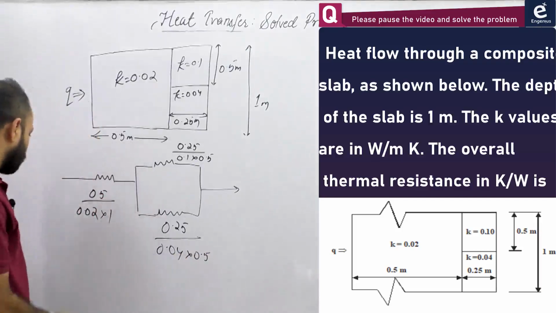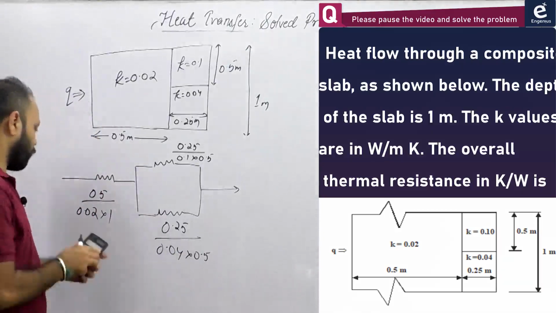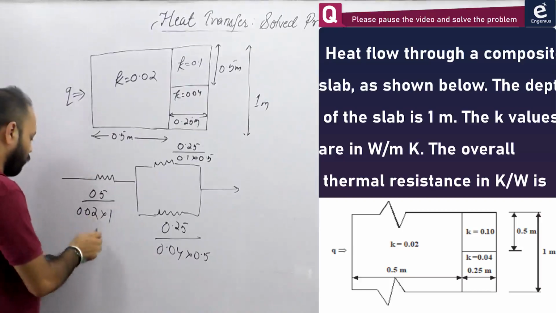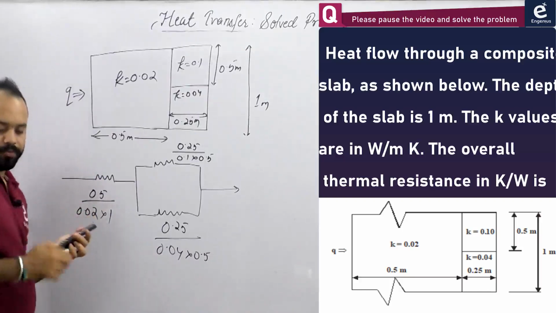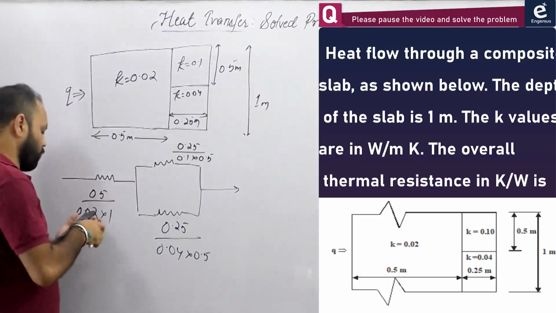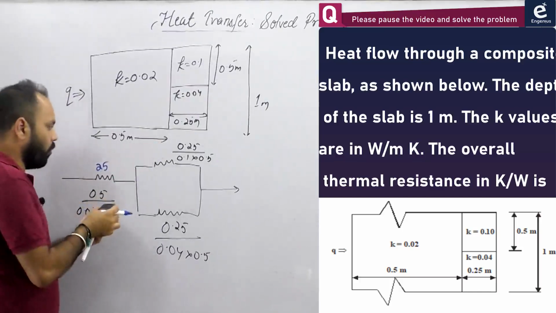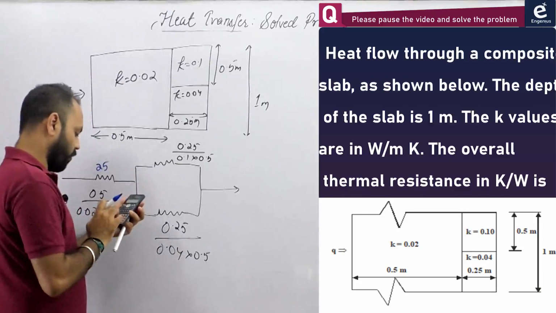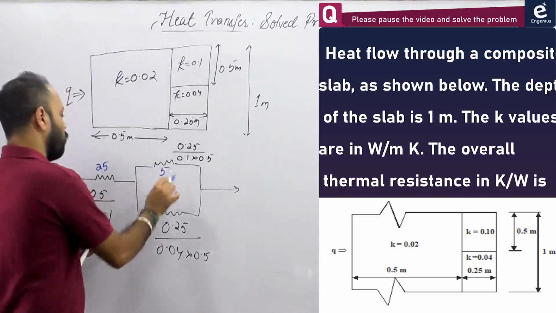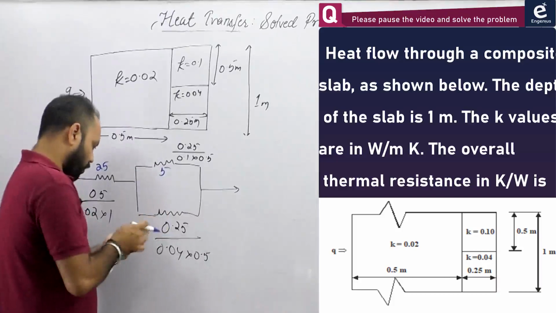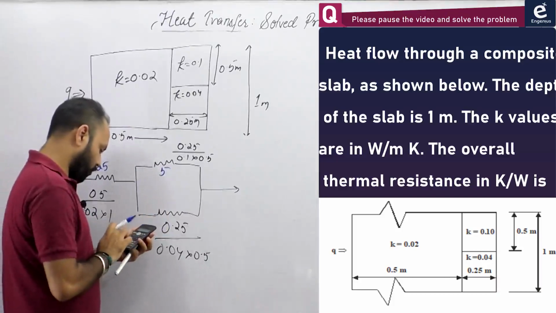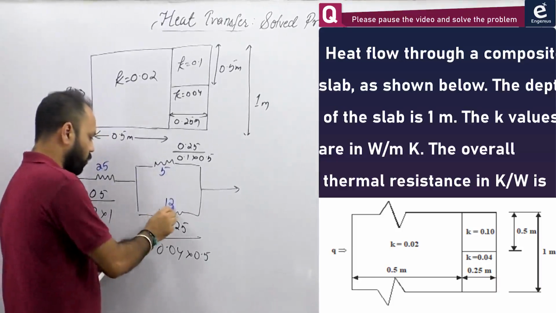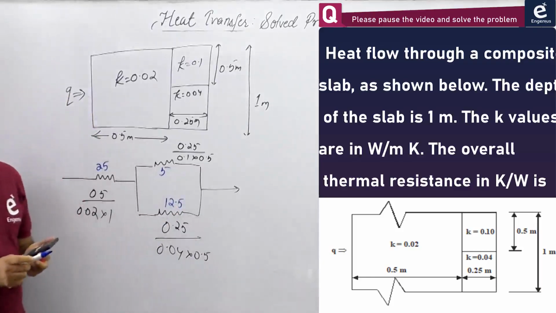So if you write the resistances, it will be 0.5 divided by 0.02, and the value is 25. This value will be 0.25 divided by 0.1 into 0.5, which is 5. This value will be 0.25 divided by 0.04 into 0.5, which is 12.5, right? So 25, 5, 12.5, these are the values.